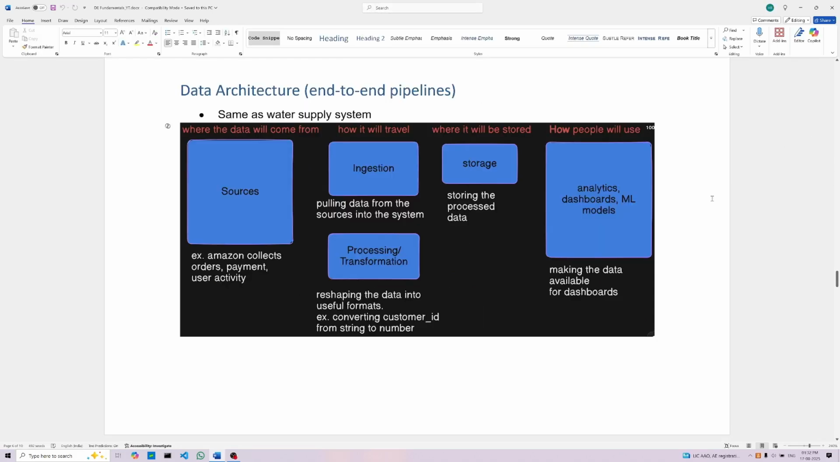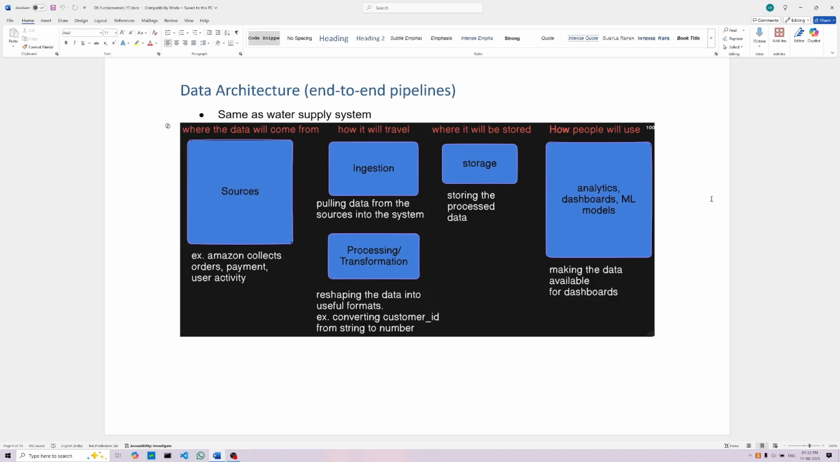Now next is data architecture, meaning the end-to-end pipeline. Again, let's take an example of a water supply system. In this analogy you assume data as water. You will have to ask 4 questions. First, where is the water coming from? The water is coming from a source. It can be anything. Second question is how it will travel.